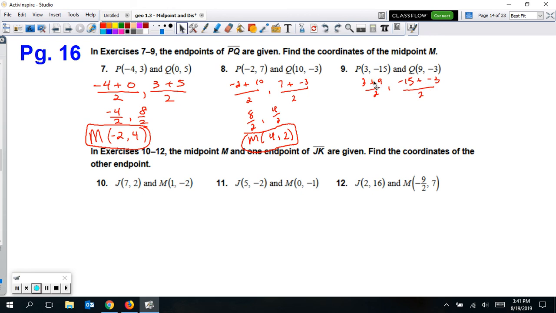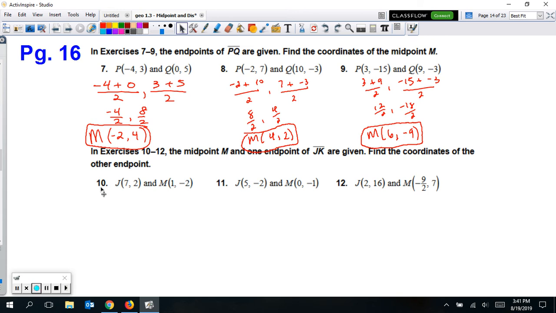And so when you add these 3 and 9 together, you get 12 over 2 for that one. And when you add the numbers here, because they're both negatives, this is going to give you negative 18 over 2 for the y. So here you're going to get 6 for the x and negative 9 for the y. So your ordered pair would be 6 comma negative 9. Hopefully you got that correct then.